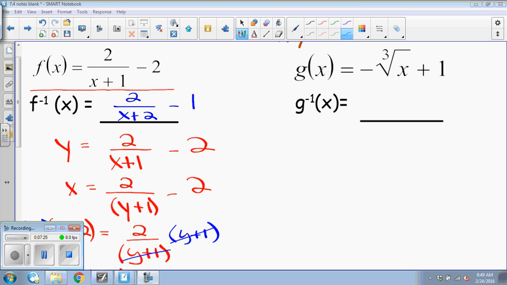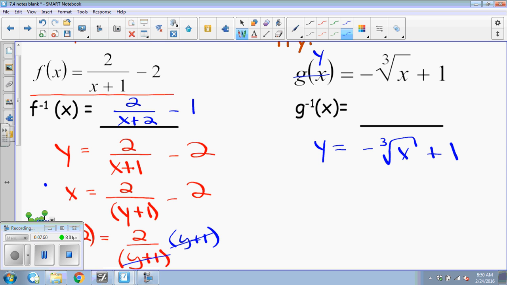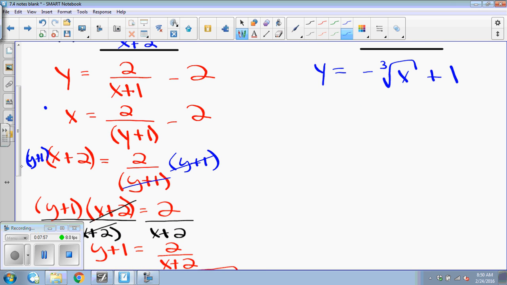Okay, let's do this one together. First thing I need to do is write the actual original y. So y equals negative cube root of x plus 1. I didn't switch anything yet, I just wrote the y. That's the original one. Now, what do I do next? Switch the x and y, and then solve for y. So this is now x equals negative cube root of y plus 1.